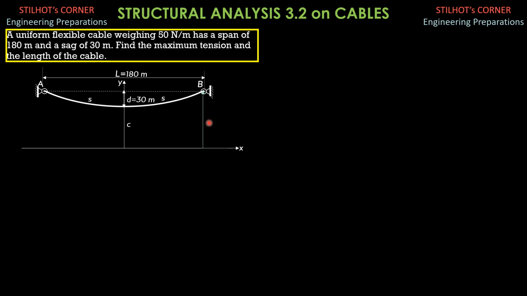Call this YB, and YB equals YA because the supports are on the same level. Then Y equals C cosh(x over C). So Y, which is YA or YB, equals C plus 30, and it is equal to C cosh(x over C), where x is again half of 180, so 90 over C. Then with your high-tech calculator, C can be solved.